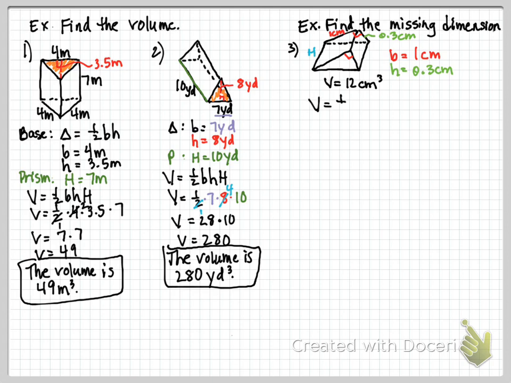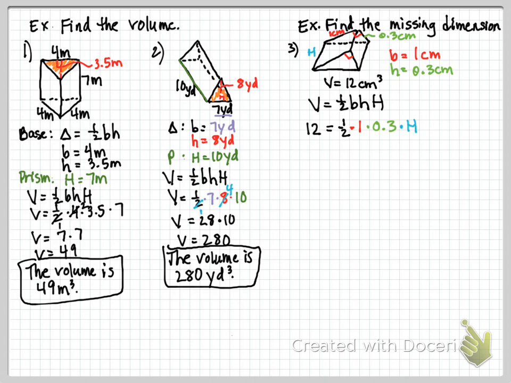Okay, so let's go ahead and get our formula. V equals 1/2 little b little h times big H. And then we're going to start substituting numbers in. So let's see. Volume is 12 equals 1/2. And we said little base is 1. And we said little h is 3/10, and I forgot what color I used. Okay. Height of the prism is going to be the H. All right, so, this is kind of ugly.